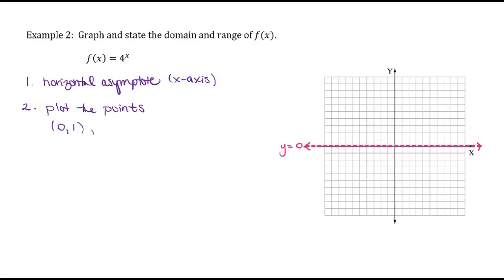And with our base of 4, we will also have the point (1, 4). When x is 1, y is equal to the base, in this case 4. And the point (-1, 1/4), because when x is equal to -1, the y value is 1/4. Let's plot these 3 points, (0, 1), (1, 4), and (-1, 1/4). Third, we'll draw in our smooth curve, being sure not to cross the horizontal asymptote.